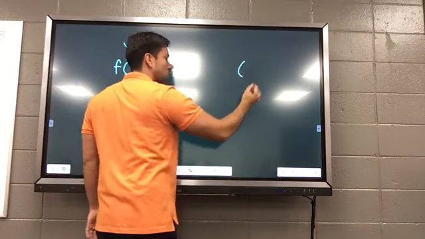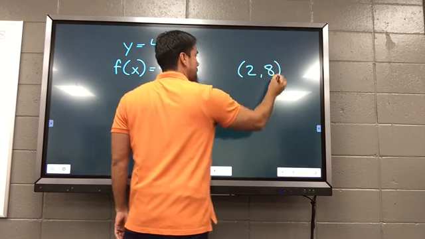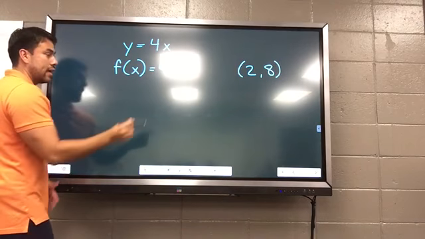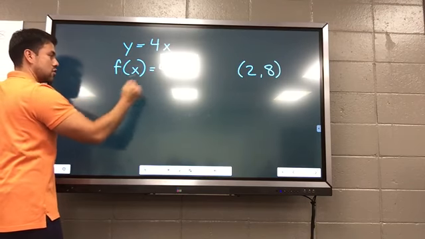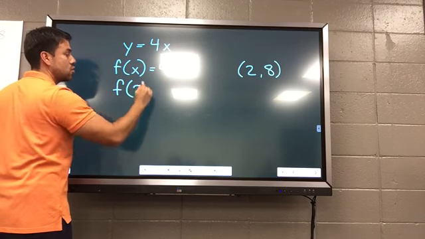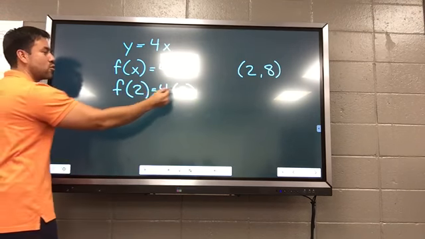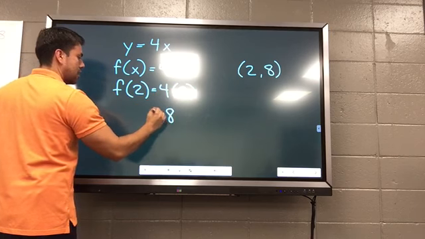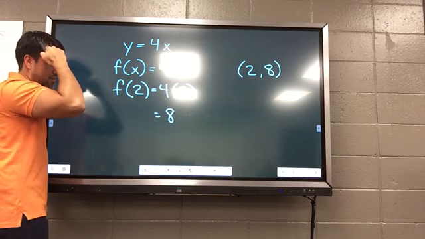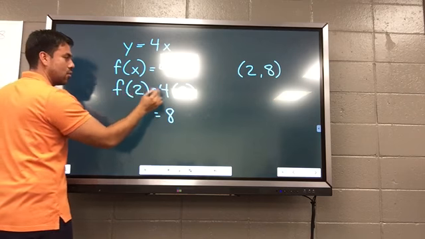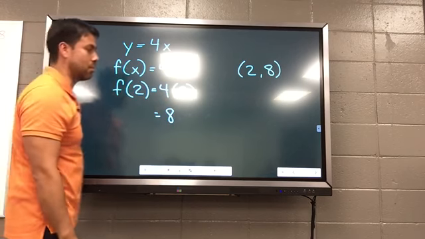So, for example, what was one of those ordered pairs that we got? 2, 8? Okay, that was one of them. So this is what I would do. Is 2, 8 an ordered pair in this functional notation? I would say, is f of 2 equal to 4 times 2? Well, what's 4 times 2? 8. What does f of 2 stand for again? y. So what does x equal? 2. What does y equal? 8. It shows that relationship a little bit better.